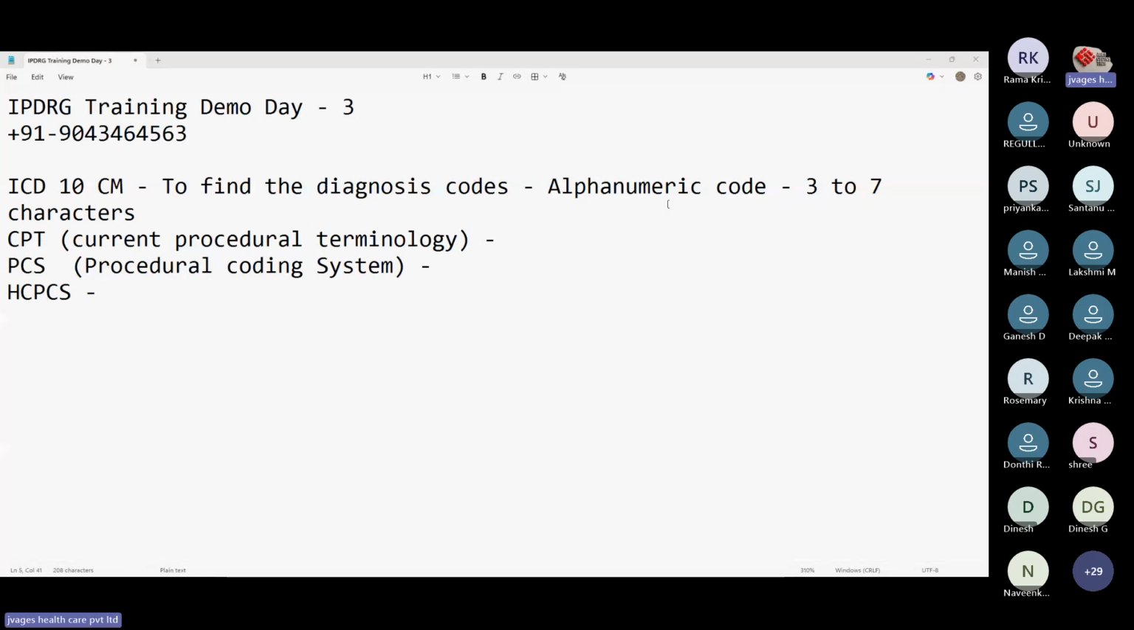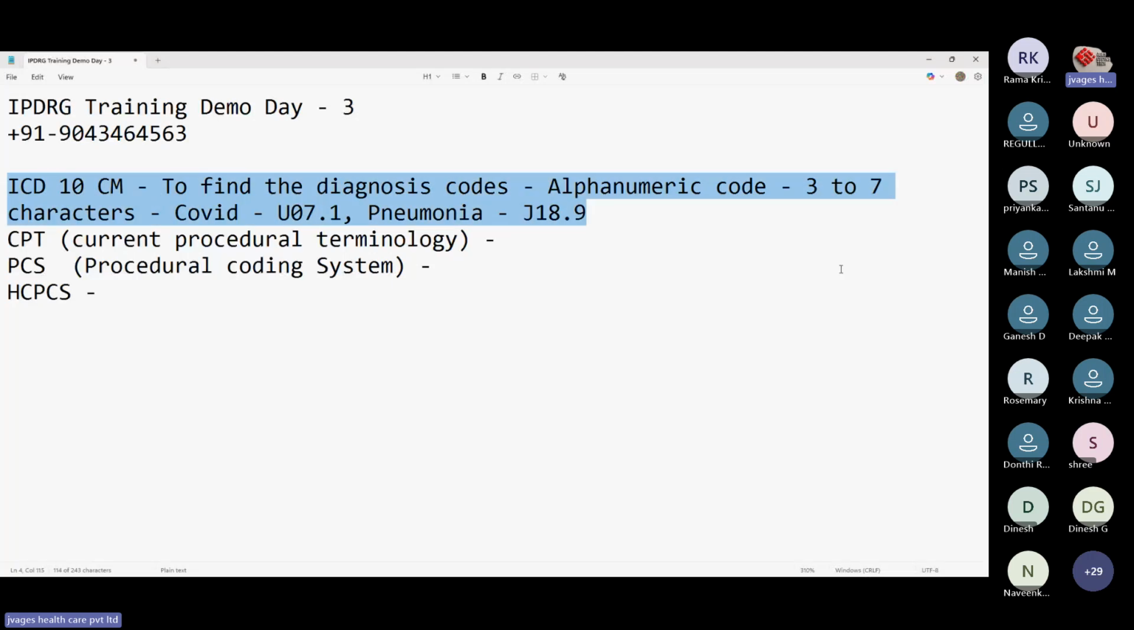So alphanumeric means the codes contain alphabetical characters as well as numbers. For example, if I want to report COVID, the code is U07.1. If I want to report pneumonia, the code is J18.9. Like that, the codes are described. This is called alphanumeric codes. We use ICD-10-CM to find the diagnosis, for outpatient visits and inpatient also.